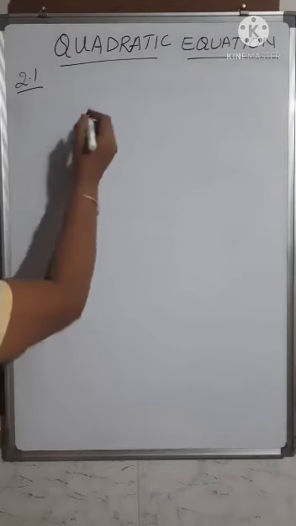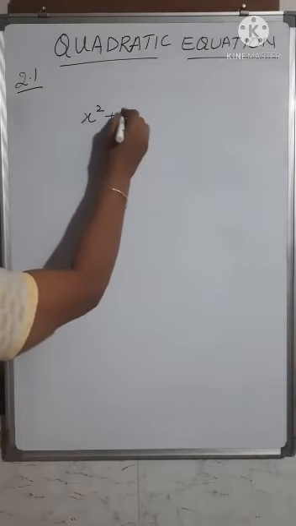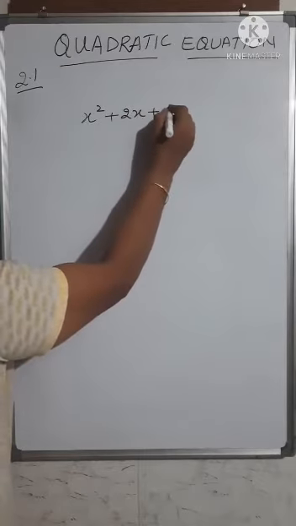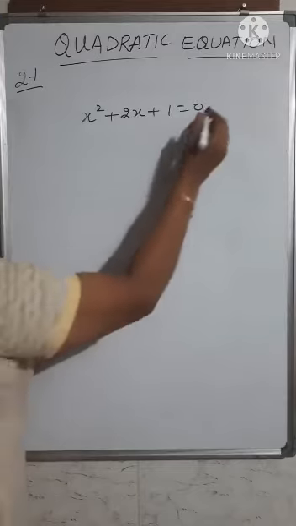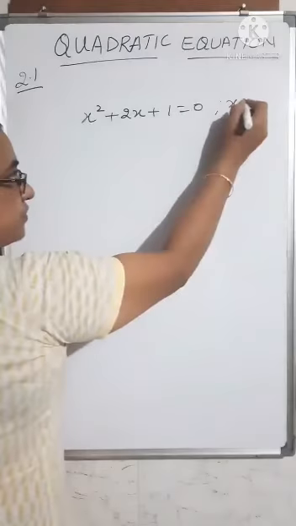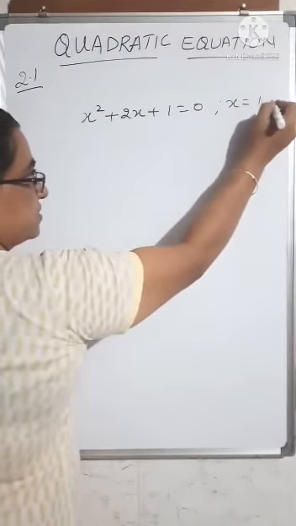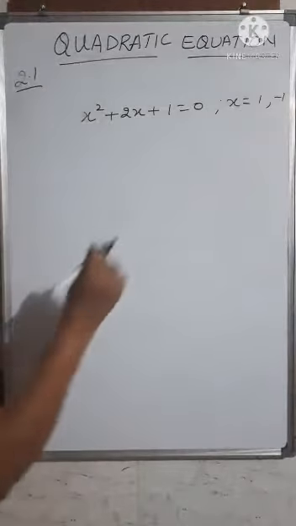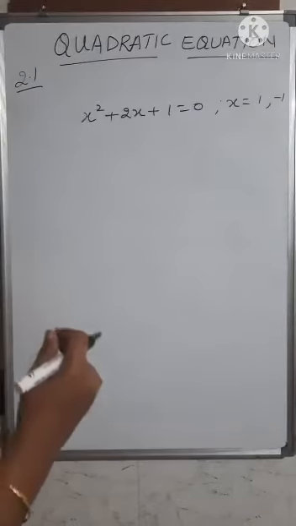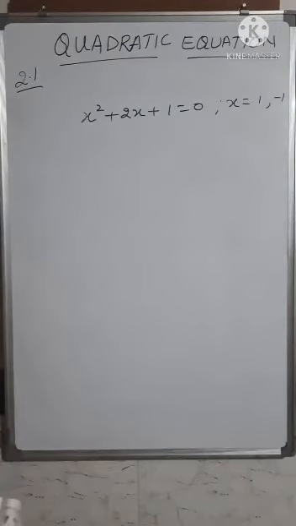Now, any quadratic equation is given, for example x square plus 2x plus 1 equal to 0. Along with that, certain values of x will be given, like x is equal to 1 or x is equal to minus 1. You have to check whether it is a root of the quadratic equation.